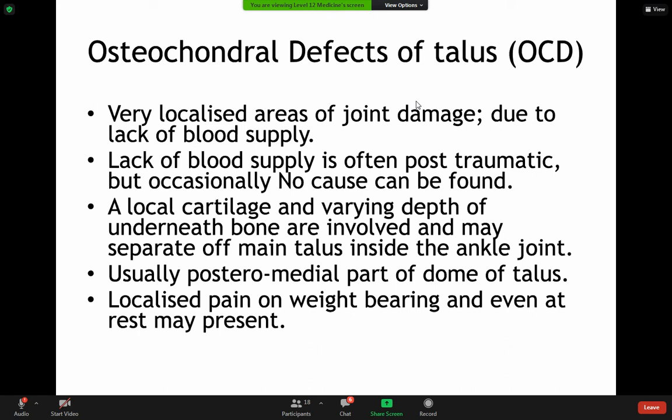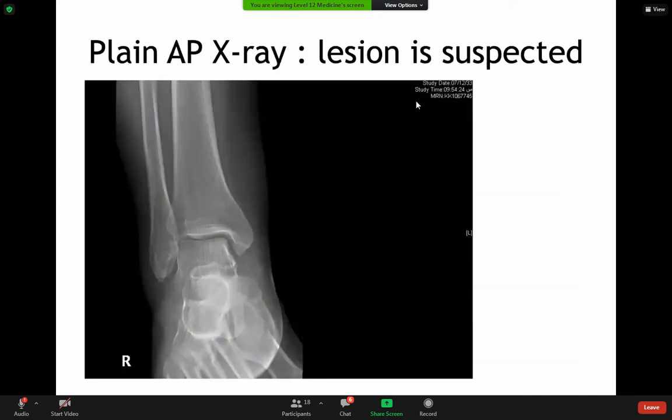Usually, the posterior medial part of the dome of the talus is the part that is affected. So usually it's the posterior medial part. Sometimes it can be the anterolateral part. There's localized pain on weight bearing and even at rest sometimes. So on plain x-rays, you can take a look and sometimes you can see a lucency where you suspect that there might be a lesion, but usually you need further imaging.